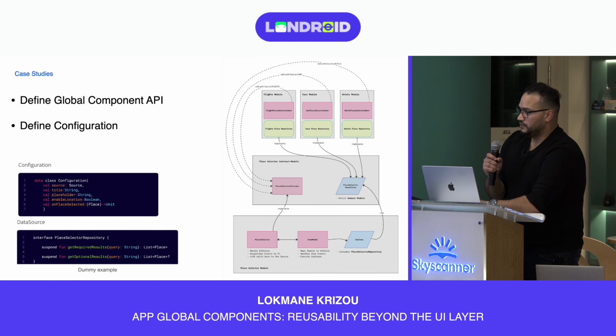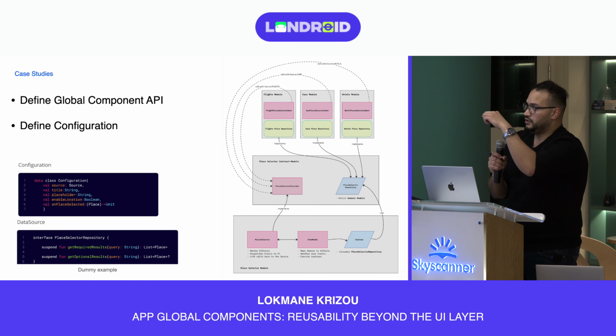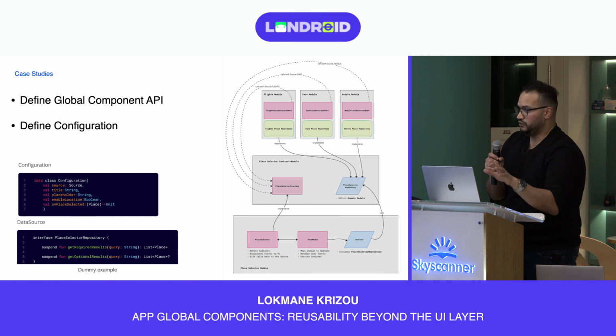So after you have the API defined, you would actually also define this provider, which just returns the UI and also passes the configuration to our implementation or to our place selector global component module. And the configuration is just a simple data model that contains all the things that you need to configure. One of them is the source, which is just an indicator or an enum class that indicates which screen we are actually running on. And you can use that later on for other needs if you want.